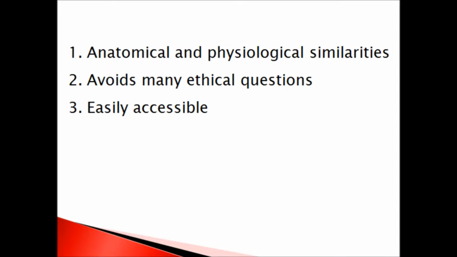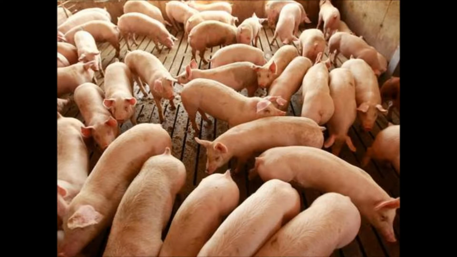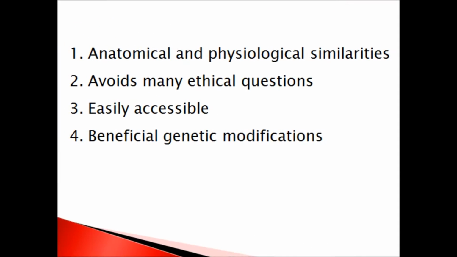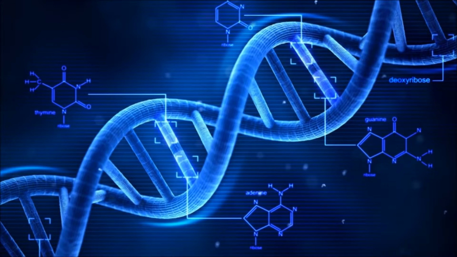Number 3, easily accessible. Swine are very reproductively efficient and are prolific breeders, resulting in a large pool of potential donors. Number 4, beneficial genetic modifications. Genetic modifications make pork tissue less likely to be attacked by the recipient's immune response, therefore decreasing the rate of rejection.